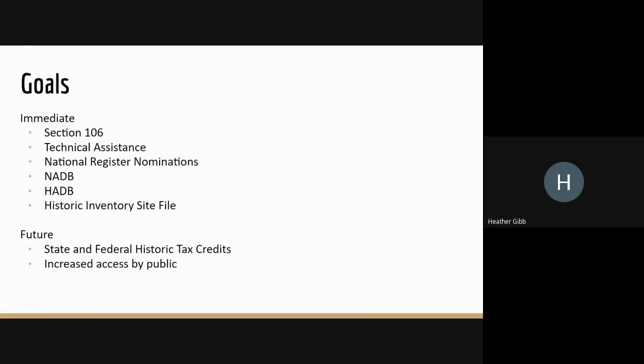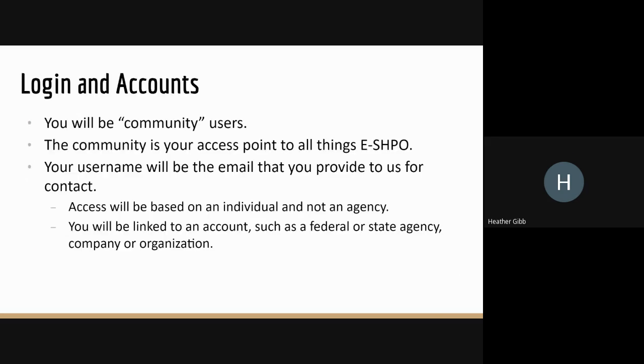So you can see here some of our immediate goals when we were starting this was to allow people to use this for Section 106, technical assistance, National Register nominations, our National Archaeological Database, Historic Architectural Database, and our Historic Inventory Site File. These are all currently available in the system, and we are now increasing this to the federal historic tax credits. We continue to work on other aspects of this system so that we can roll out continued improvements in the future.